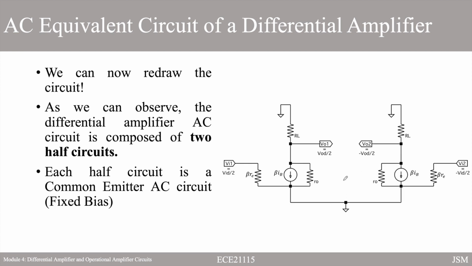So, ngayon, pwede na natin siya mahati into 2 half circuits. So, tatanggalin ko yan, tapos bibigyan ko sila ng tig-isang ground. So, mapapansin natin, each half circuit is similar to a common emitter AC circuit or the fixed bias po dahil wala tayong emitter resistance dito. So, therefore, we can analyze each half circuit.